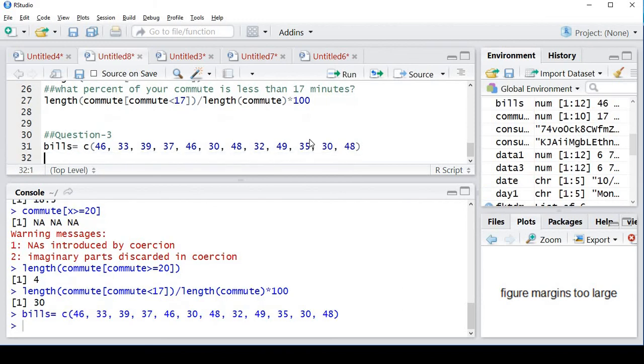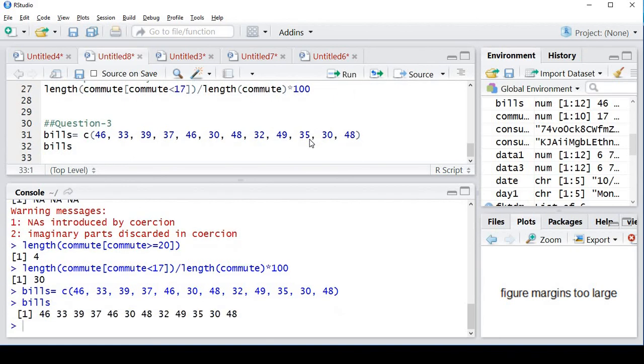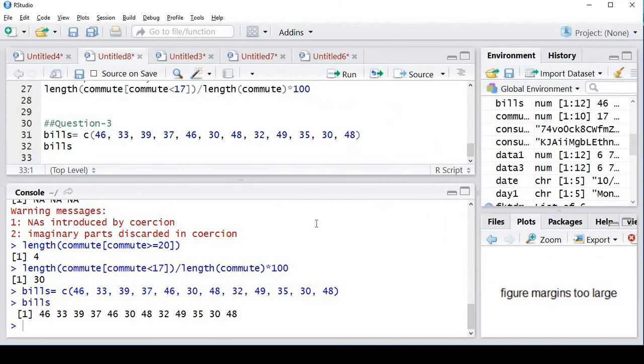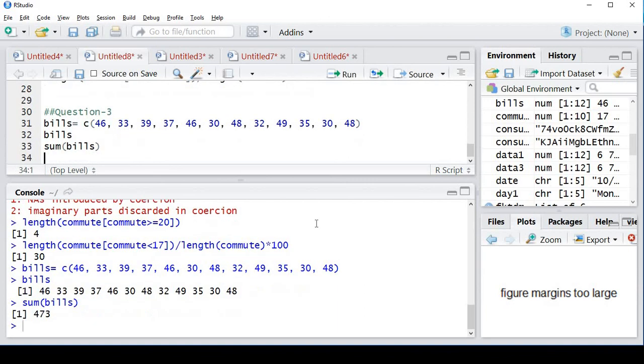So run this. Now if I see what's my bills, I get my bill values. Now enter the data into a variable called bills, that I've done. Find the amount you spent this year on cell bills. I need to find the sum of bills. So in total I have spent $473 on bills.